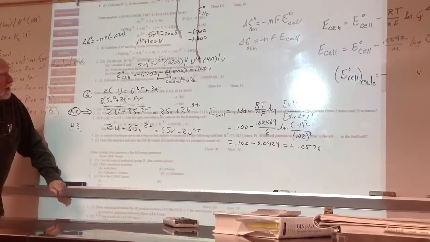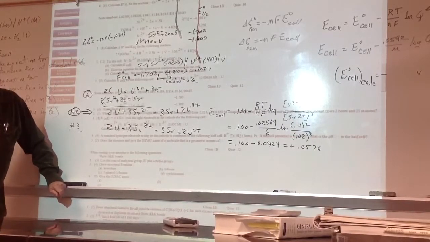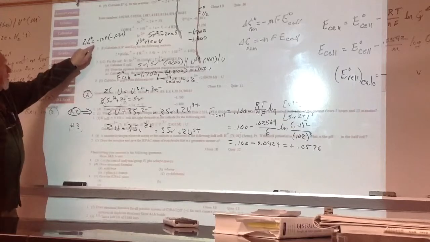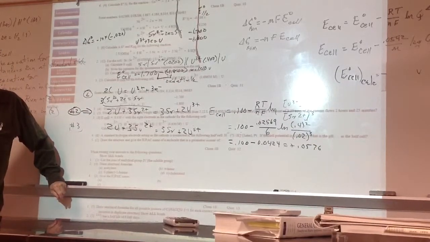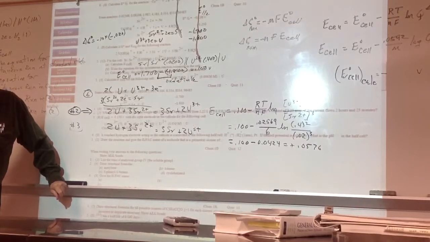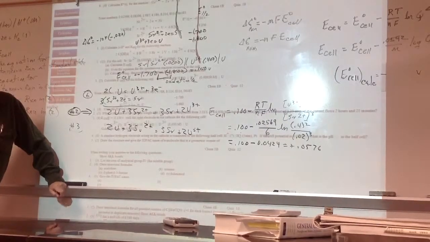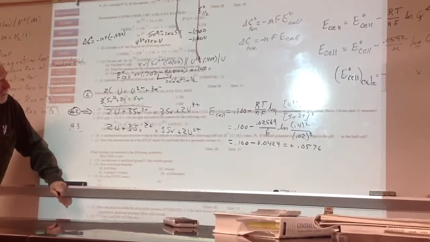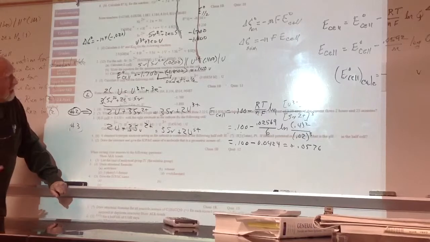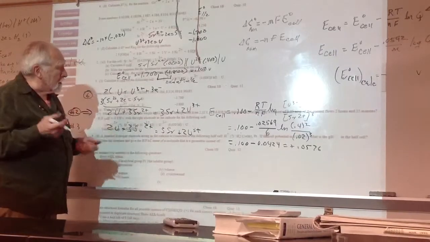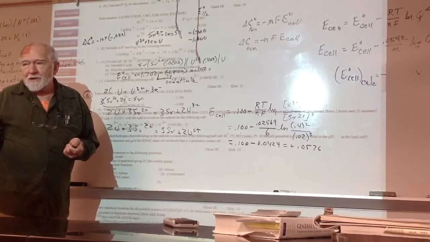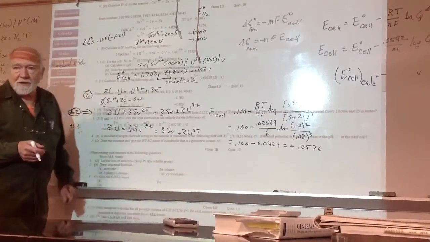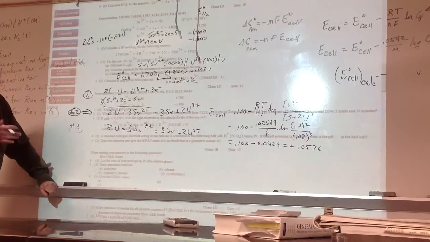And I didn't ask you to calculate Ecell for the non-spontaneous reaction, but I did ask you to calculate delta G because you already know you can have positive or negative values for delta G, because that just goes with the equation. But when I put things together in an electrochemical cell, the only thing that ever happens is the spontaneous reaction, or nothing happens. That means what? You're in equilibrium.